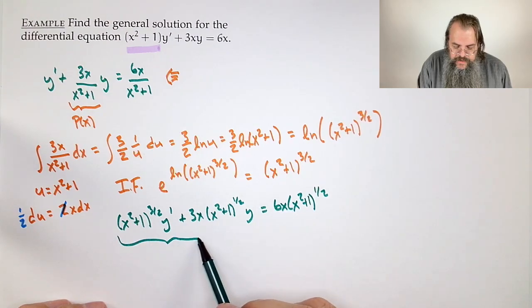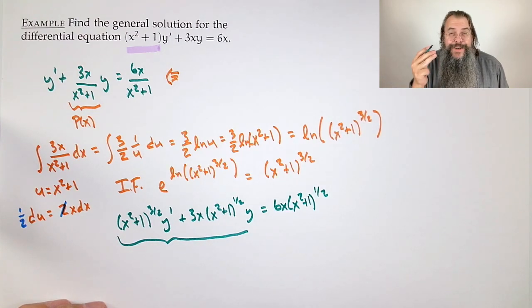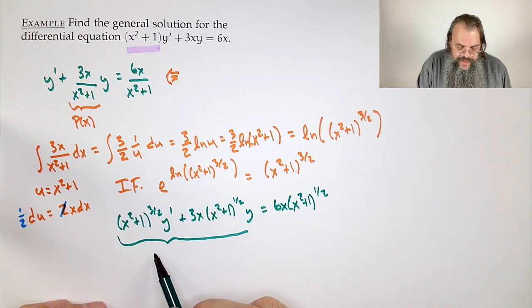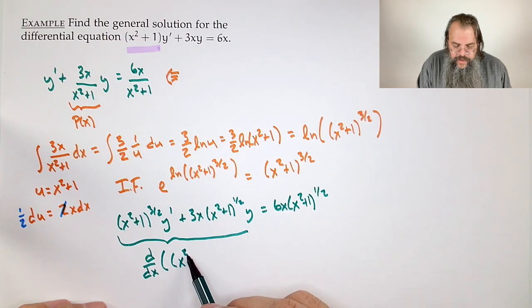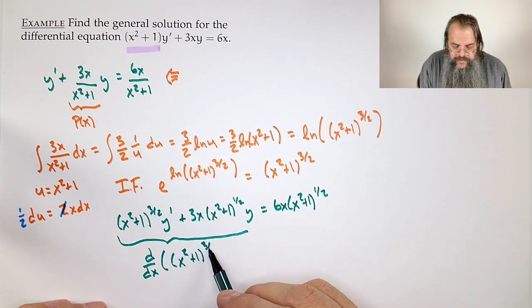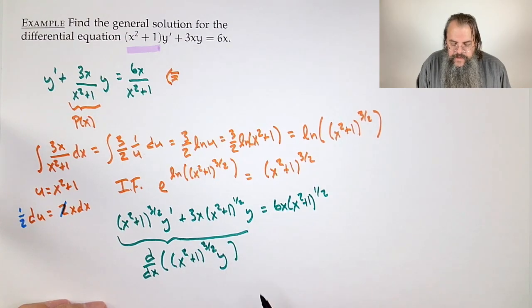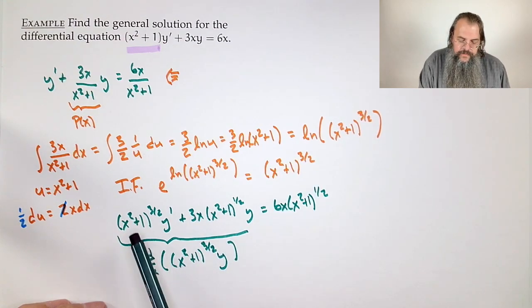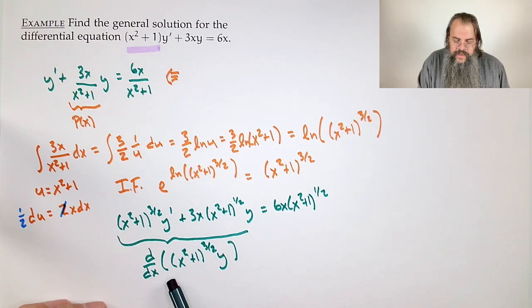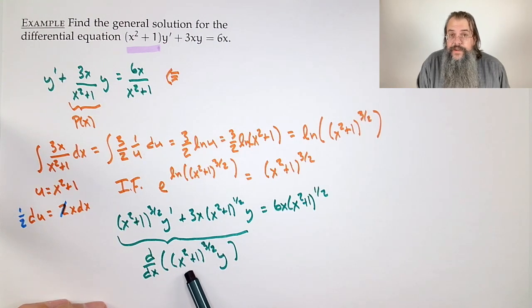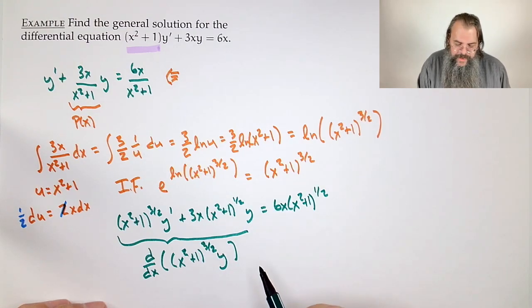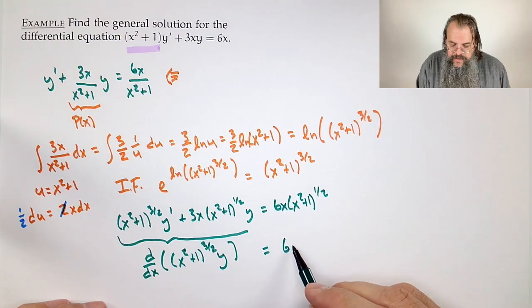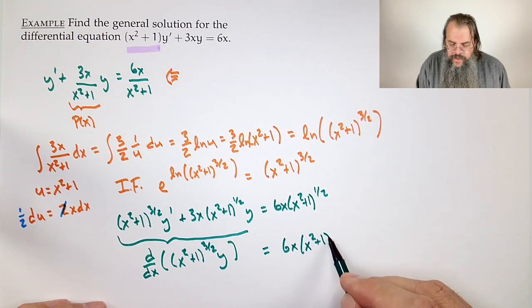Now, the key here, and the reason this all works, the magic sauce, if you will, is that this left-hand side is the derivative of (x squared plus 1) to the 3/2, our integrating factor, times y. And you can actually check, right? Leave the first function alone, times the derivative of the second, and then the derivative of this function, 3/2 comes down, (x squared plus 1) to the 1/2, times the derivative of the inside, which is 2x, gives us 3x times (x squared plus 1) to the 1/2 times y. All right. Good. So that's going to be 6x, (x squared plus 1) to the 1/2.